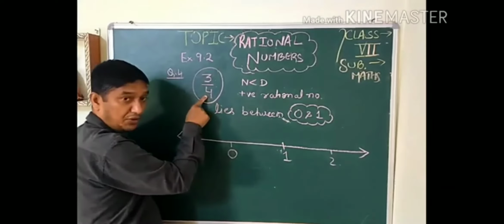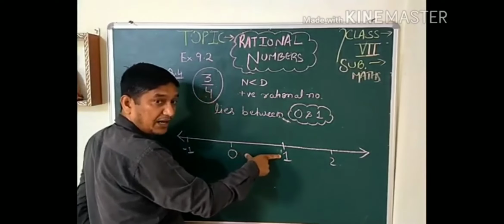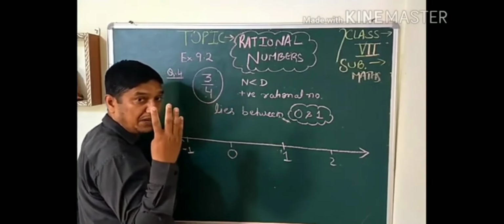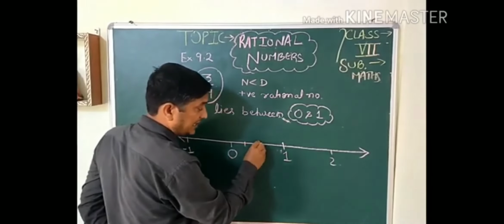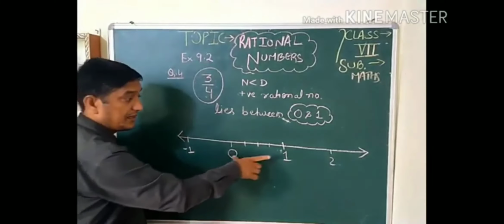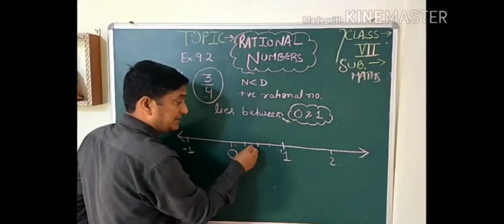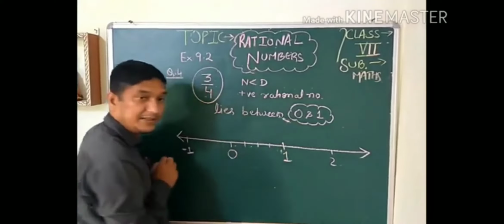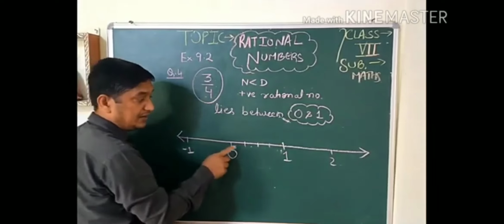Here we have 4, so we have to divide this 0 to 1 into 4 equal parts by drawing 3 marks in between 0 and 1. So it will divide into the first part, second part, third and this fourth part. Now this is what? 3 by 4.